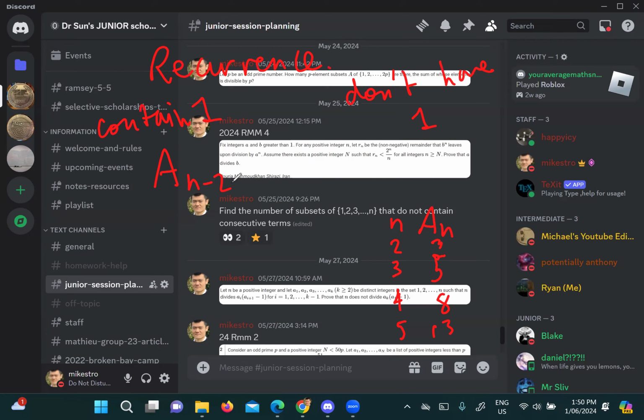That makes sense? Okay. If it doesn't have 1, okay, then you're really just doing it from 2 to n, right? Which is the same as doing it from 1 to n minus 1. So then this is a_(n-1). So then the total a_n is equal to a_(n-2) plus a_(n-1). And so therefore, it's going to be a Fibonacci kind of sequence. That makes sense? Yep. Okay.